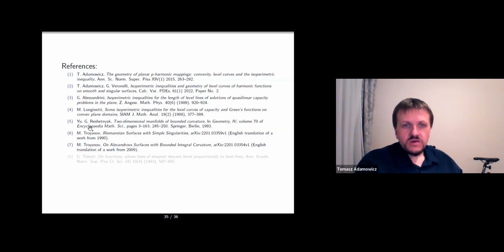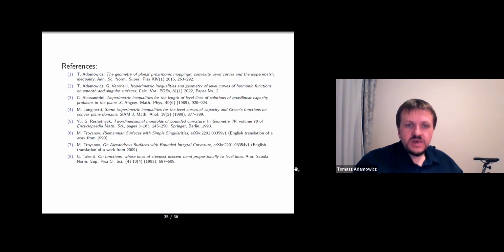One is due to Reshetnyak, and two papers by Marc Troyanov. They quite recently appeared on arXiv in English translation. The original work, one original work is from 1990 and the other one is from 2009. Originally they appeared in French, but in January of this year, the English translation appeared on arXiv.